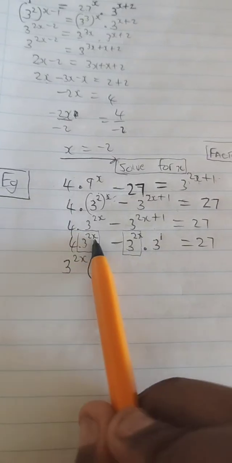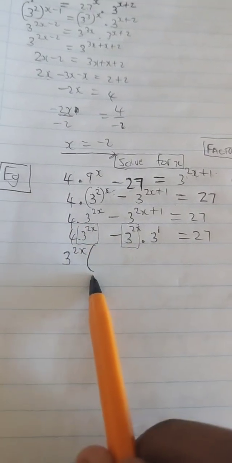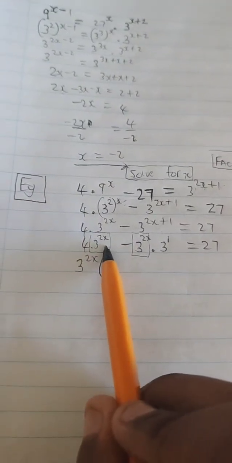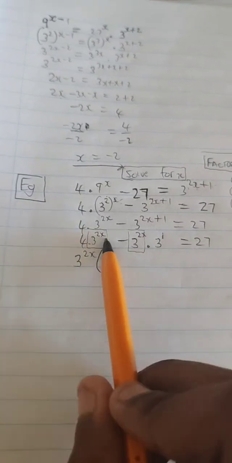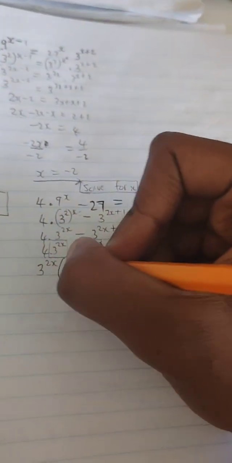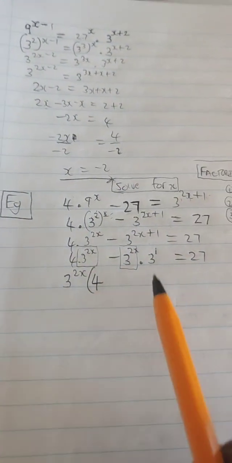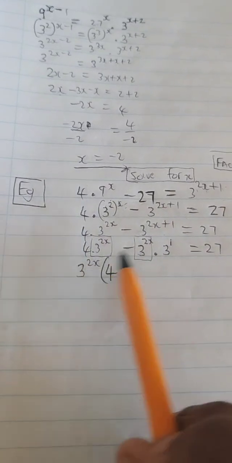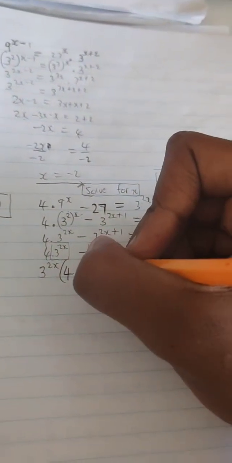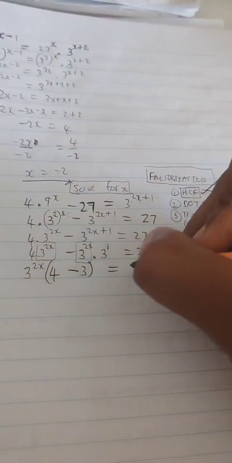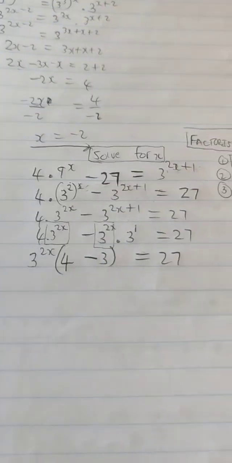On the left, when I take out 3 to the power 2x, what gets left behind for my first term in the bracket? When I take out 3 to the power 2x, who gets left behind? 4. Then on the right here, I took out 3 to the power 2x. Who gets left behind? It's the negative 3, which is equal to 27.